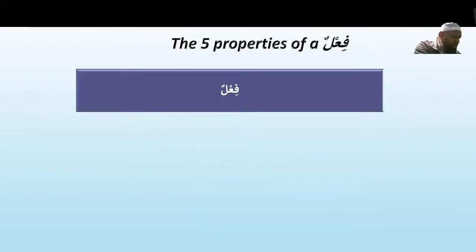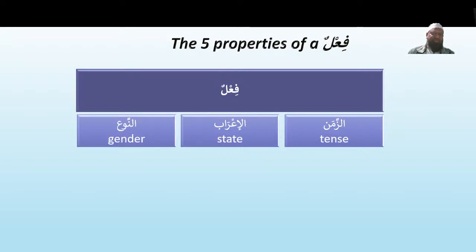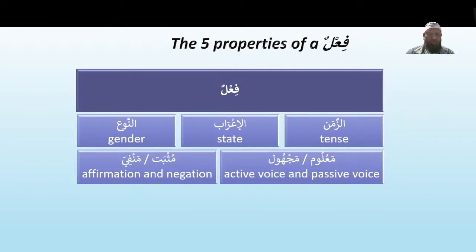Let's go through the 5 properties of a fi'l. Number 1, الزمن, tense. Number 2, الإعراب, state. Number 3, النوع, gender. Number 4, معلوم or مجهول. And number 5, مثبت and منفي.